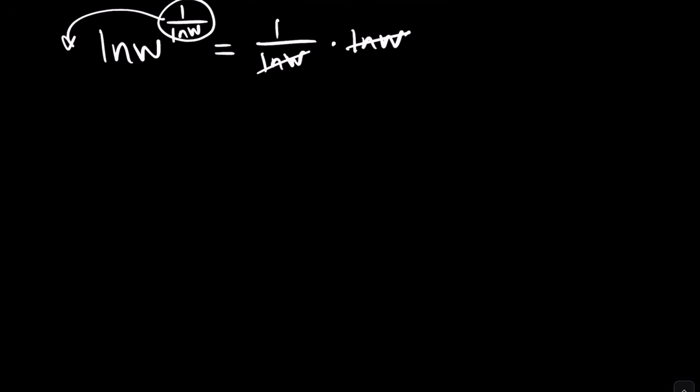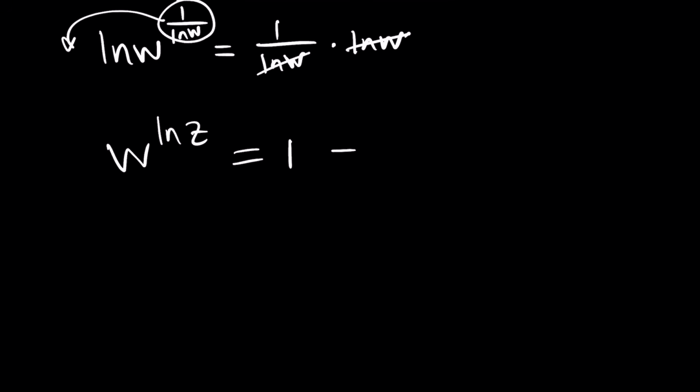Start with the second equation, w to the power ln z equals 1. And let's actually replace 1 with e to the power 2 pi ni. You got to remember, in the complex world, you can write 1 as an exponential. Thanks to Euler, we have this beautiful polar form.